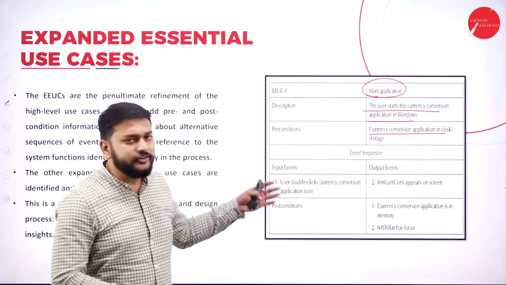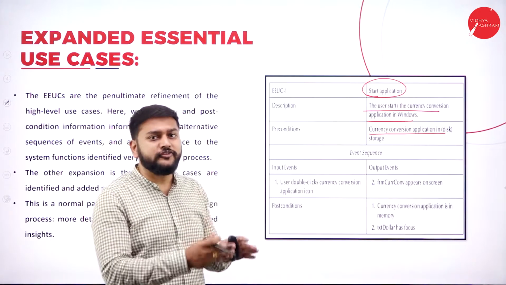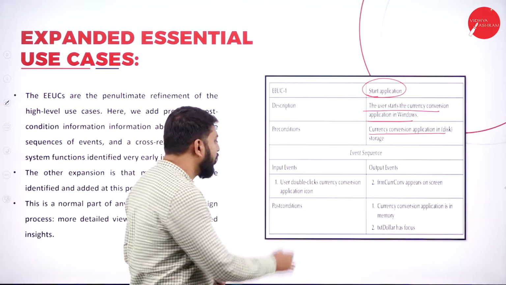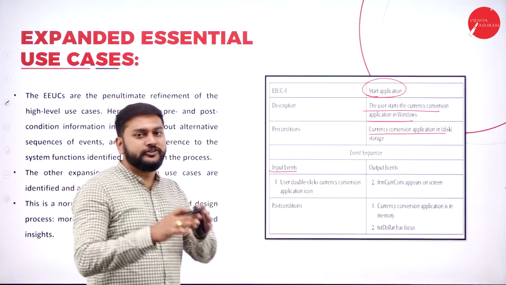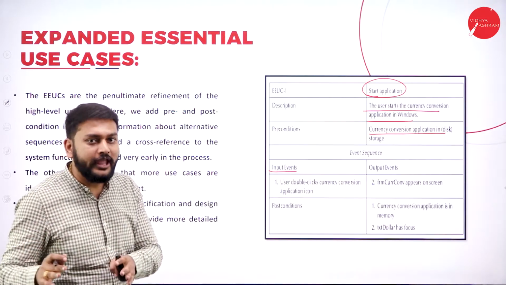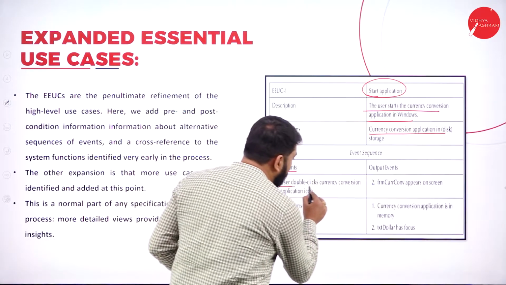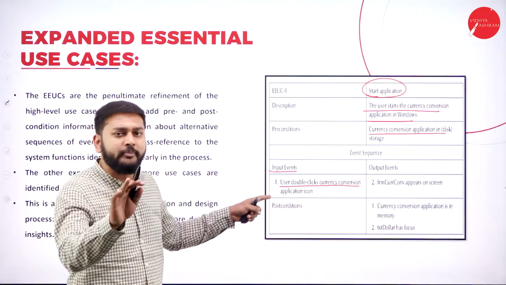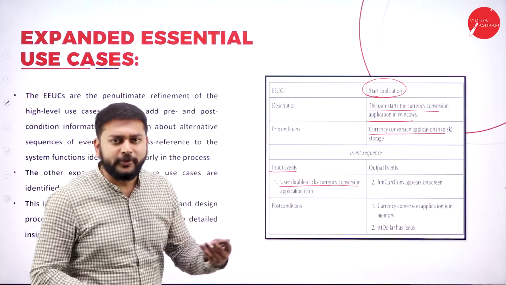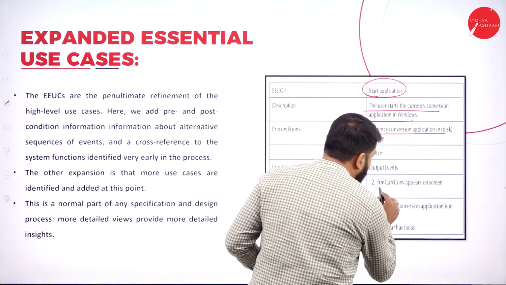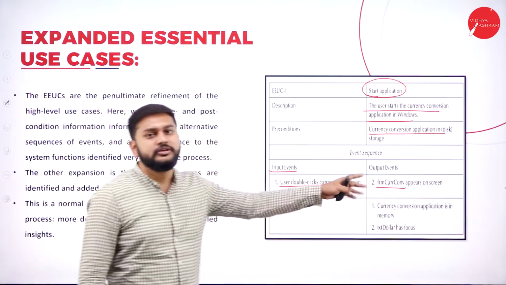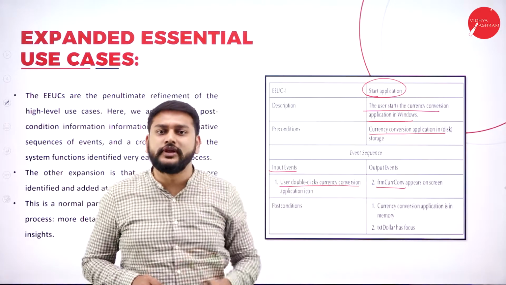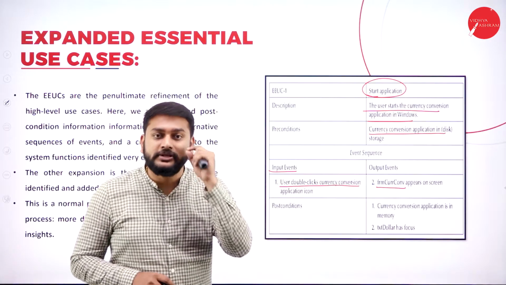So fine. Then after that, you will be able to identify the different event sequence in detail. Let's understand that also. When it comes to the input event, what is the first thing that is going to happen? The first thing is the user double clicks on the currency conversion application icon. Then what is the reply? What is the output event that will occur? The currency conversion application screen will appear on the screen. That is going to be the output.